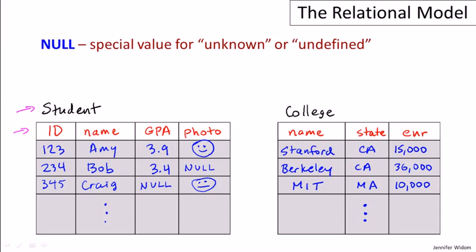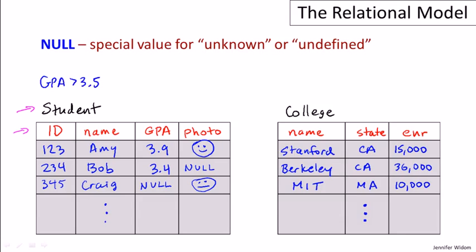Now, null values are useful, but one has to be very careful in a database system when you run queries over relations that have null values. In a later video, we'll go into this in more detail, but I just wanted to give an example of what can happen. So let's suppose we're asking a query over our student table of all students whose GPA is greater than 3.5.